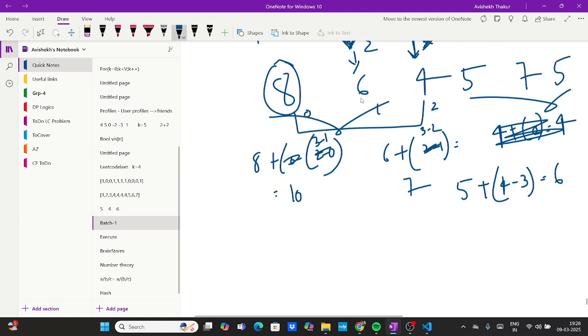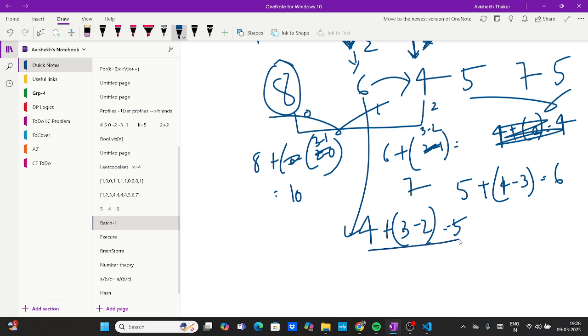Now if you see here, the best way to bring pizza is from here only, which is nothing but 4 plus 3 minus 2. Correct? Now is it fine? Yes. So 4 plus 3 minus 2 is 5.